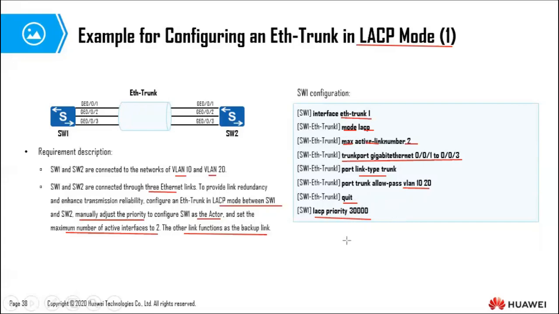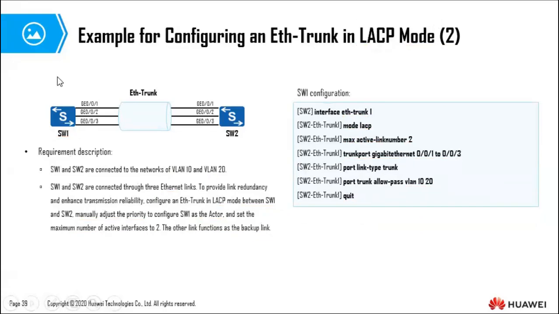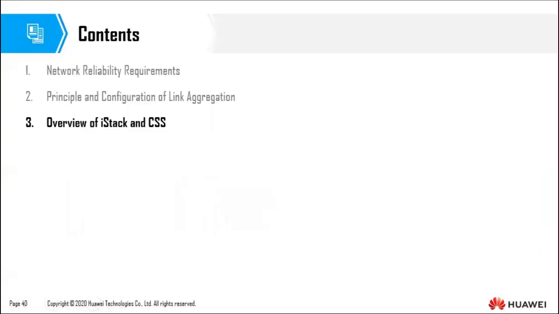So we are configuring that to 30,000, which is lower than the default 32,768. So definitely switch 1 will be elected as the actor. So that's how you do that. You're going to do it in the lab just now. You do the same on switch 2.